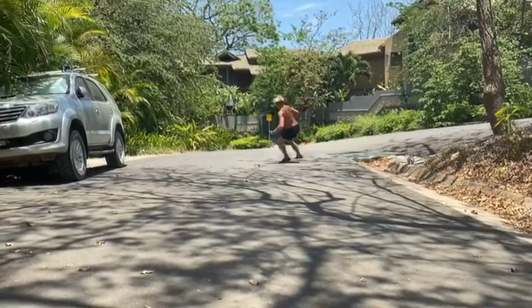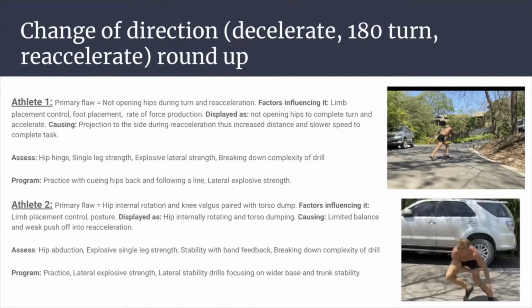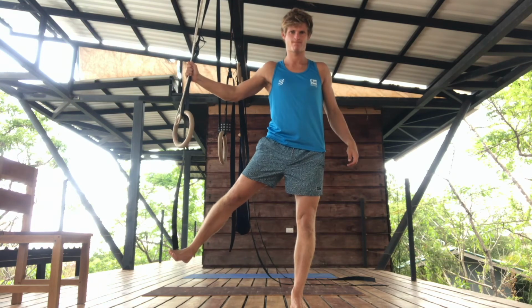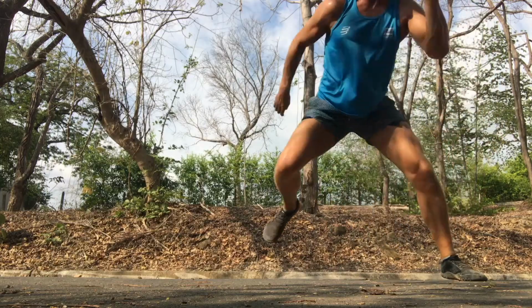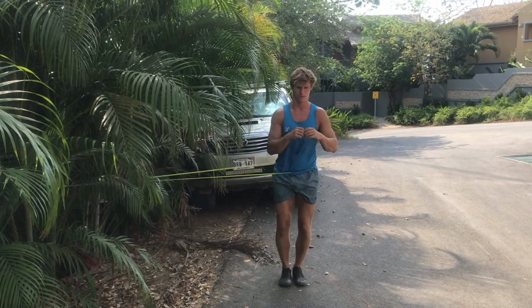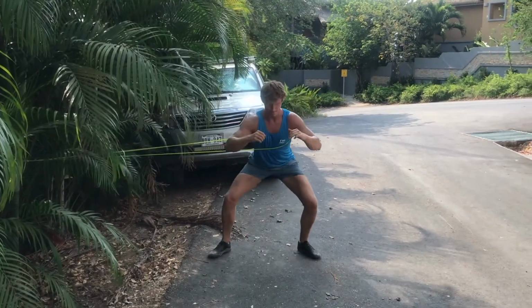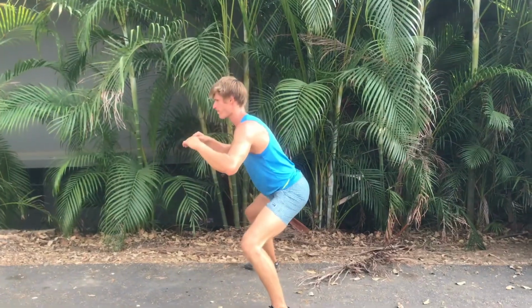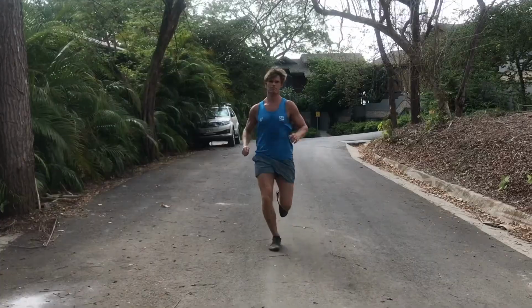For athlete 2, the primary flaw was hip internal rotation, knee valgus, paired with a nice torso dump. The factors influencing this were limb placement control and posture, and this was displayed as the hip internally rotating and the torso dumping, and this caused limited balance and a weak push off into the re-acceleration phase. To assess this, we look at hip abduction, which was okay, explosive single leg strength, and also some stability with bands as feedback. From there, we look at breaking down the complexity of the drill. And in terms of programming, we'll be heavily working on cueing the athlete to have a wider base during his turn, and also improving his stability and stiffness as he focuses on the turn.